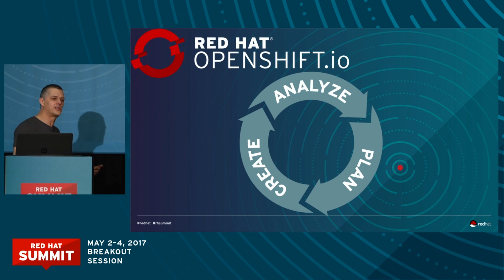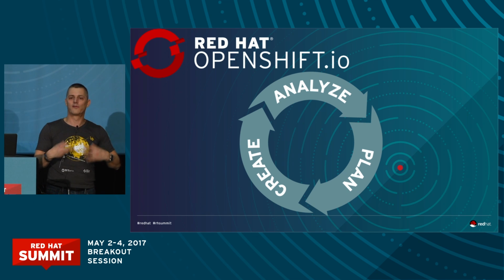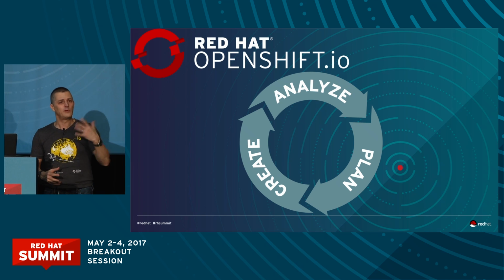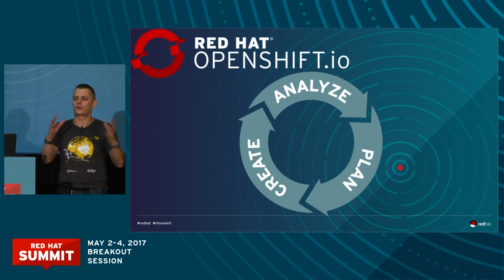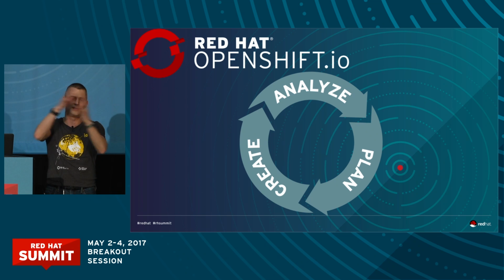And that led to OpenShift.io, which really, in essence, talks about doing this virtuous cycle. And we kind of just view that virtuous cycle in 3 different phases: an analysis phase, a planning phase, and a creation phase. And it just repeats.